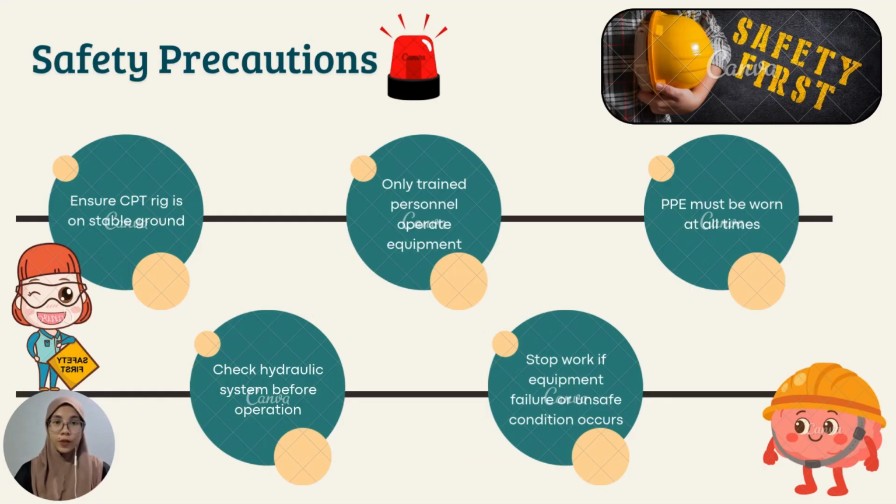Moving on to the safety precautions during CPT and CPTU testing. First, the CPT rig must be placed on stable and firm ground to prevent any instability during operation. Second, only trained personnel are allowed to operate the equipment because it involves a high hydraulic pressure system. Third, all personnel on site must wear proper personal protective equipment, or PPE, at all times. Next, all hydraulic and mechanical systems must be checked before starting the operation to avoid any equipment failure. Finally, the testing must be stopped immediately if any equipment malfunction or unsafe condition occurs at the site.